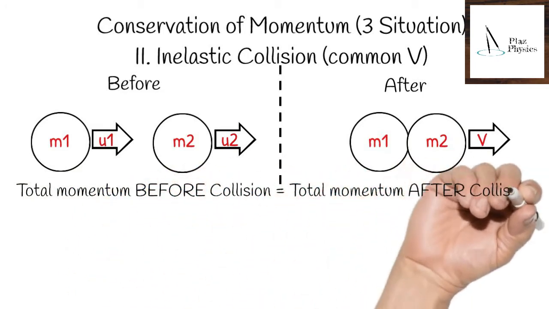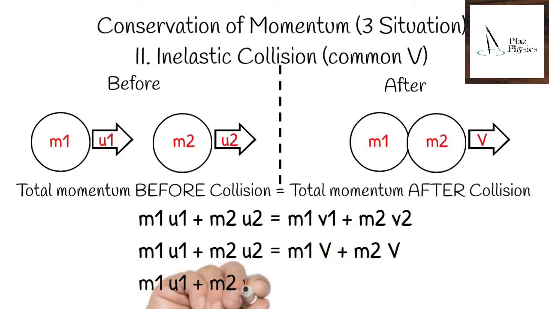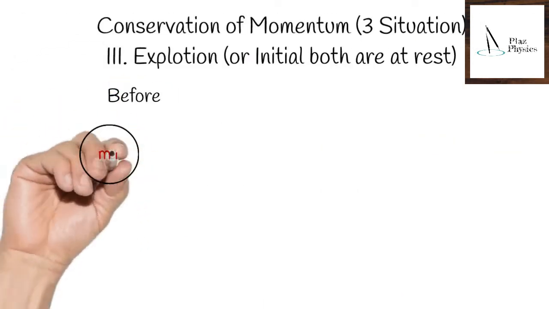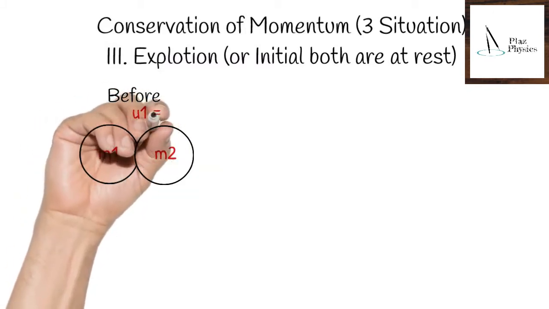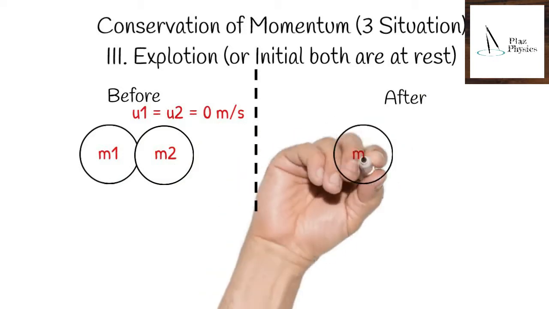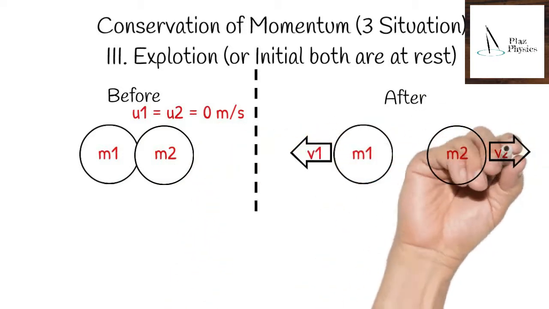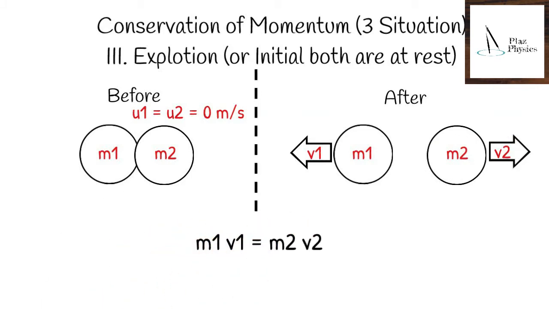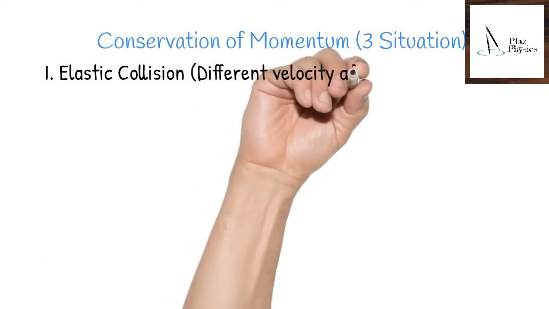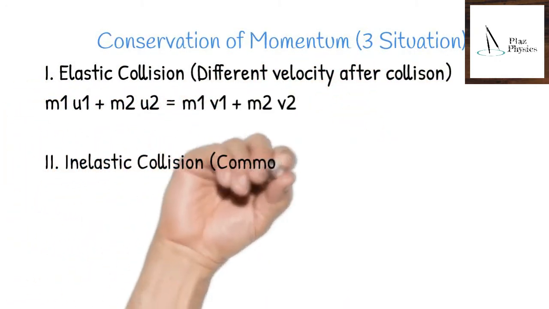That means same speed, they stick together and move together. So we use capital V. Okay, this one is, we simplify the formula. And the condition is, the object's initial is at rest, means not moving. Okay, this is the summary for the three situations.